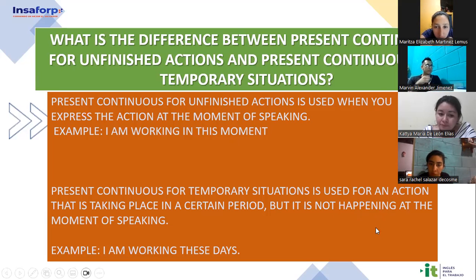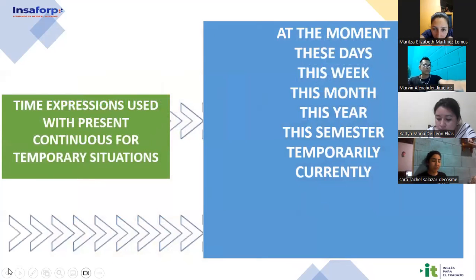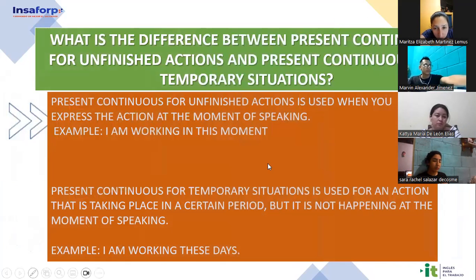Present continuous for temporary situation is used for an action that is taking place in a certain period, but it is not happening at the moment of speaking. Example, I am working these days. For example, you are working very hard these days. Can I see that you are working? No, but you are working because these days you are working. Let me see one example that I cannot see and it's happening in this moment. You are taking an English course? Yes, it can be both.